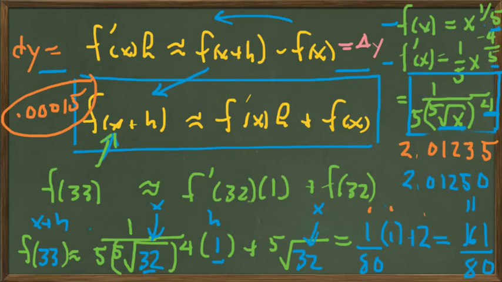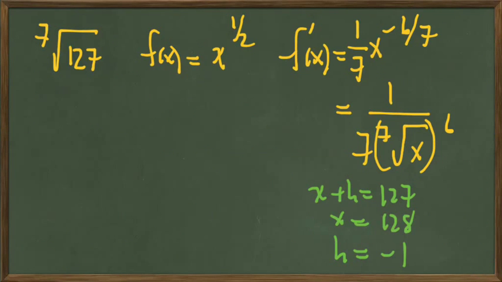So I want to do one more application of this to show that we can get more accuracy if h is even smaller compared to our x value. So if we want to find the 7th root of 127, our x plus h is going to be 127. Our x would, of course, be 128 because we know the 7th root of 128 is 2, and that gives us our h value is minus 1.